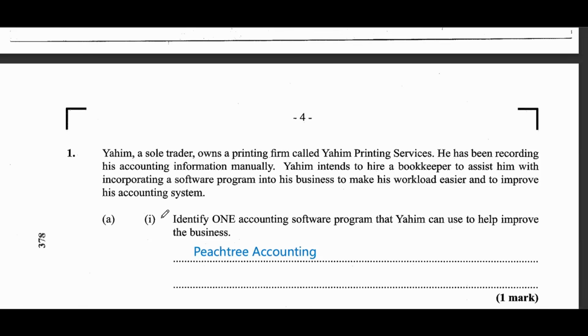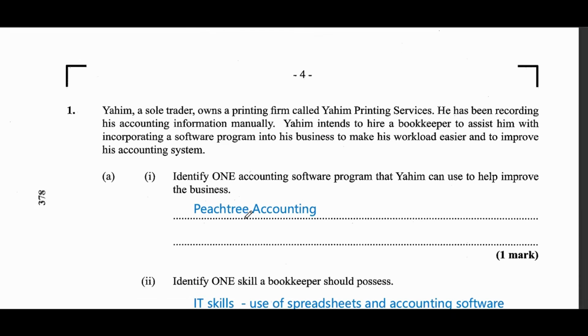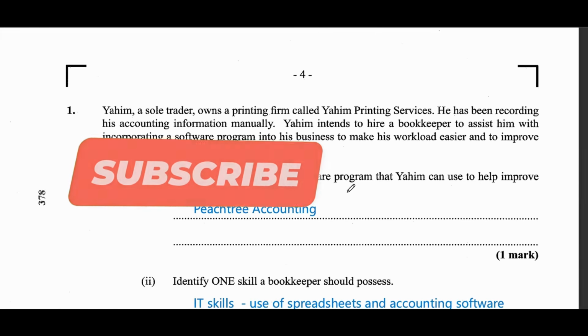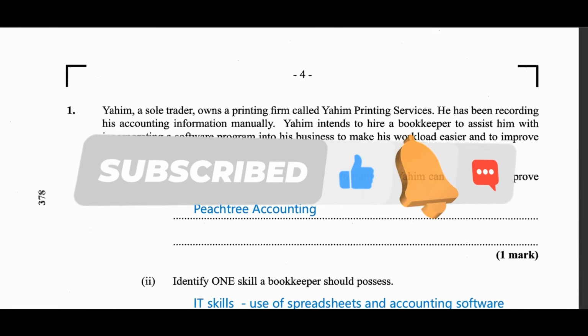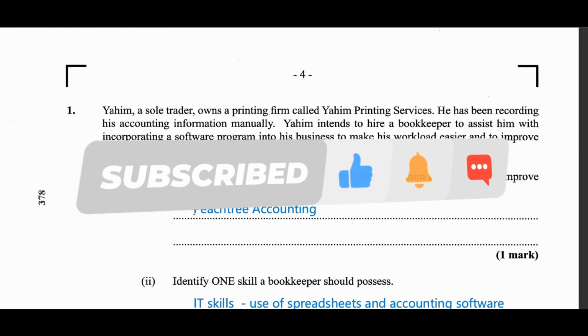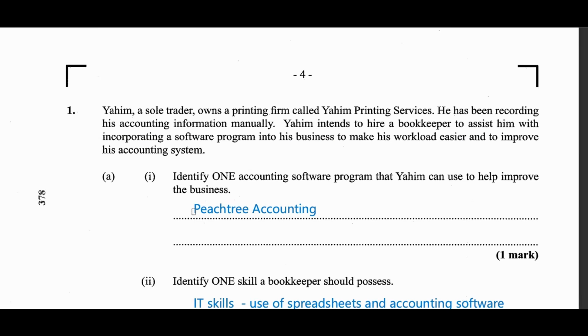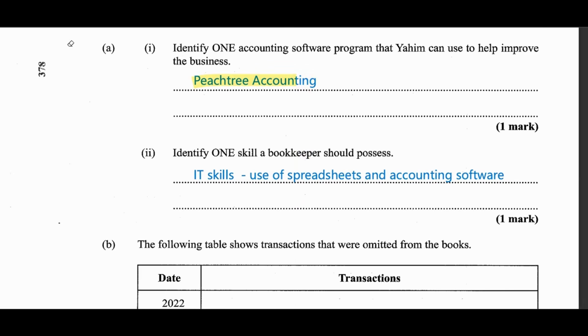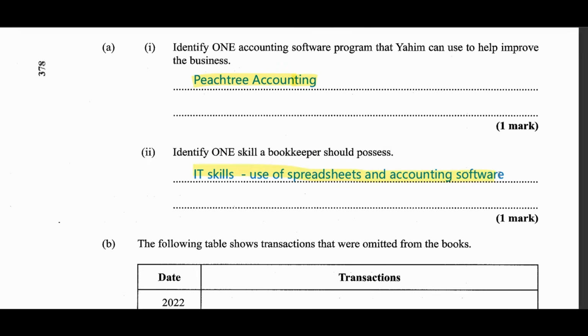Question 1, A1. Identify one accounting software program that he can use to improve his business. Well, you guys learned that an accounting software program that is very popular is known as Peachtree Accounting. There you go, guys. Good. Now, part 2. Identify one skill that a bookkeeper should possess. Well, a bookkeeper should possess skills such as using the accounting software. So, IT skills, which involve use of spreadsheets and the accounting software program.